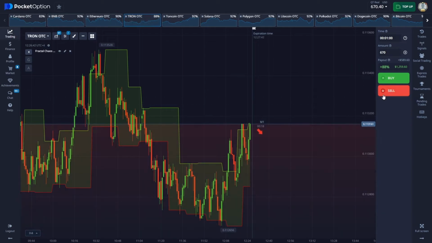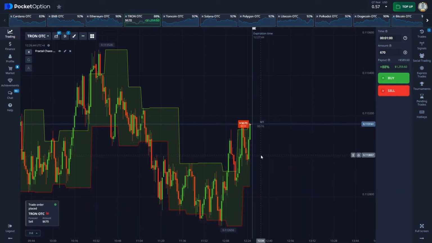On Tron OTC, we have a trade for the downside move, and I placed the trade for the downside move on Tron OTC. As you can see, the current candle gave us an entry at the fractal level. That's why I took this trade for the downside move. Also, the green candle closed at the fractal level, so this means our trade is going in our favor. The trade is currently going in our favor, but we still have 25 seconds left.